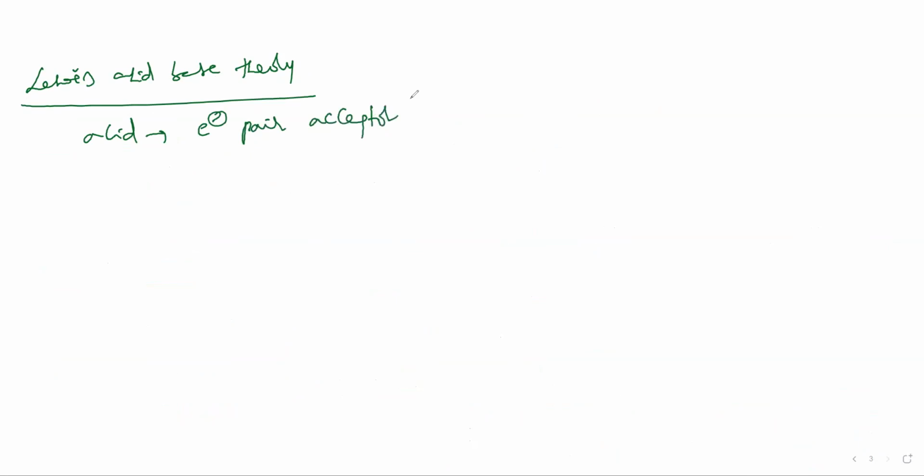Lewis acid base theory. According to Lewis, what is an acid? Electron pair acceptor. Electron pair acceptor is called Lewis acid. What is base? Electron pair donor. So that is what we call Lewis base.